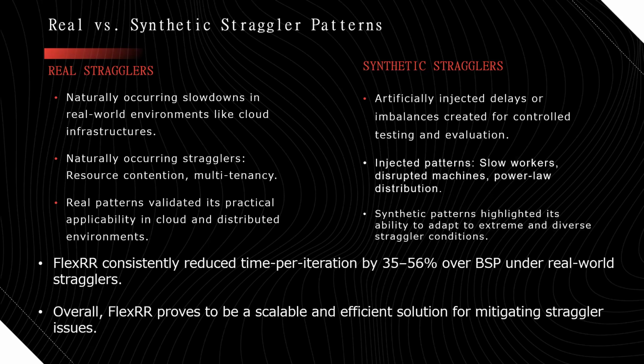Now we will go with the overall view. FlexRR consistently reduced iteration time by 35 to 56 percent compared to BSP under the relevant conditions. Overall, FlexRR provides benefit and efficiency in resolving the straggler problem, making the system work without being idle and making a better environment for that.